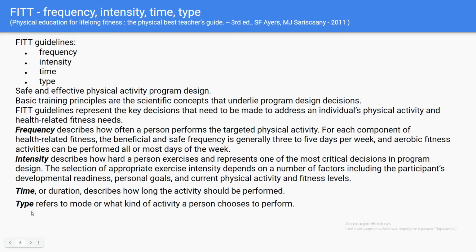And the next one is type, that refers to mode or what kind of activity a person chooses to perform. Type of exercise, for example, it could be a static or dynamic way of physical activity. If we have a dynamic exercise, we can move, for example, free weight in a weightlifting gym. If we have a static, we should keep some weight in one position for a particular period of time.